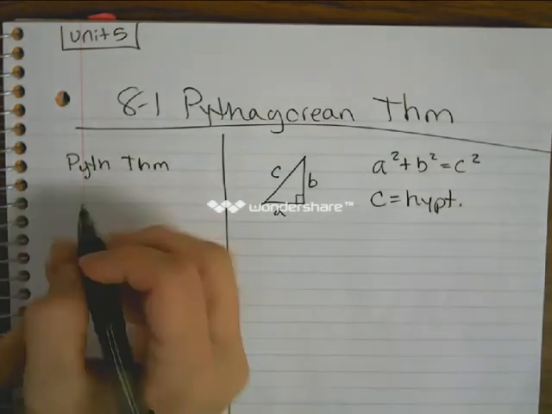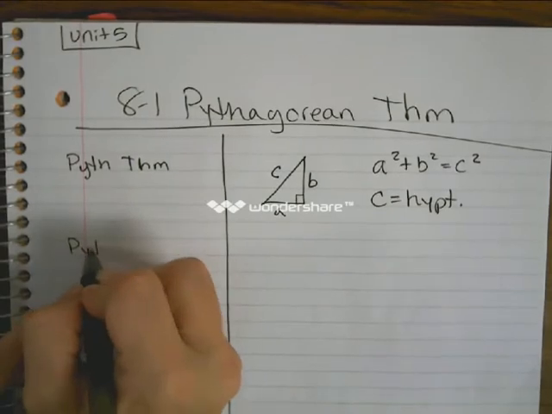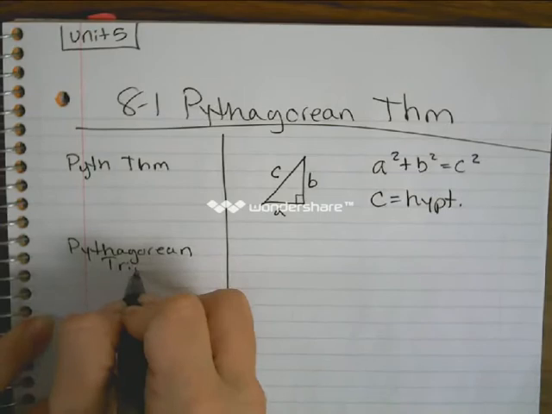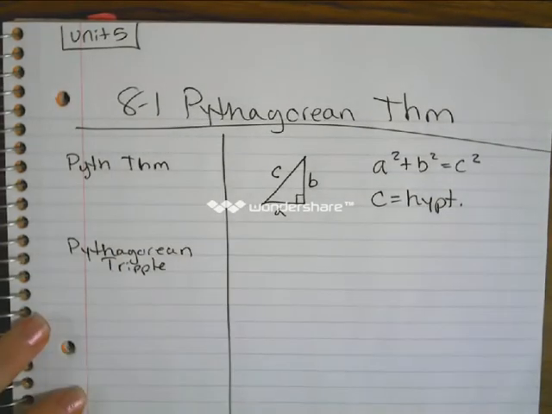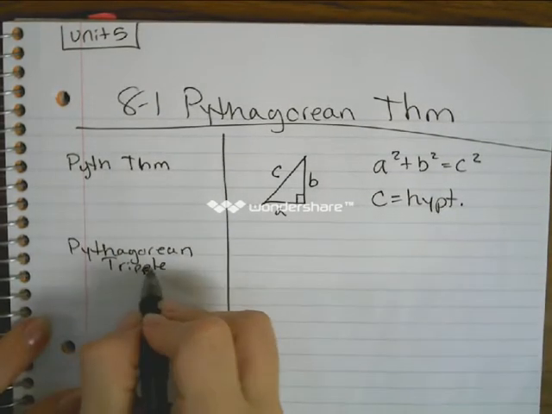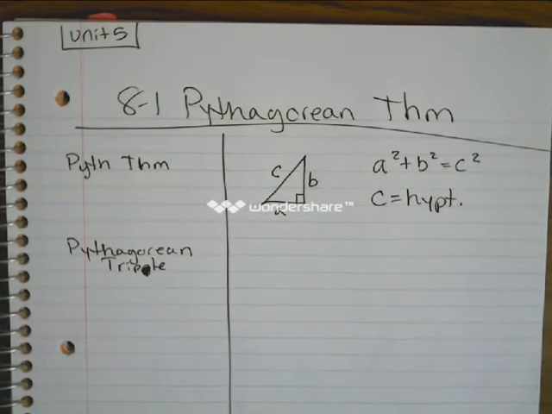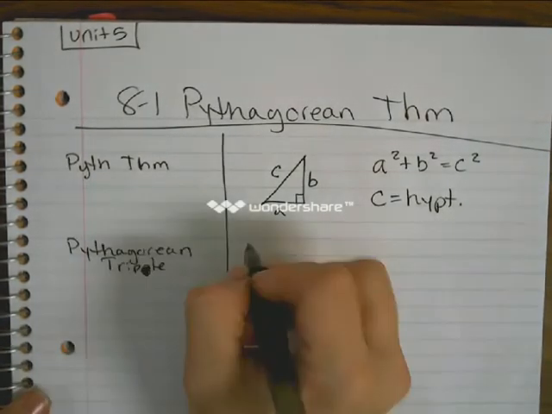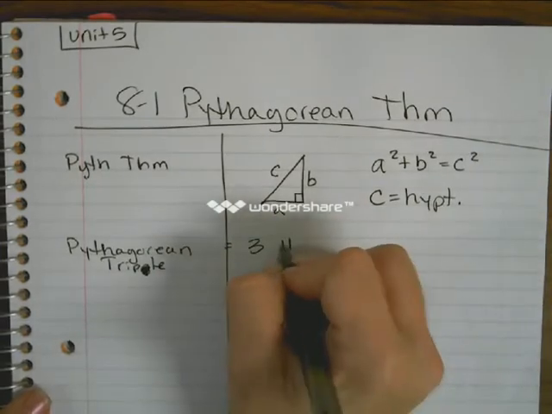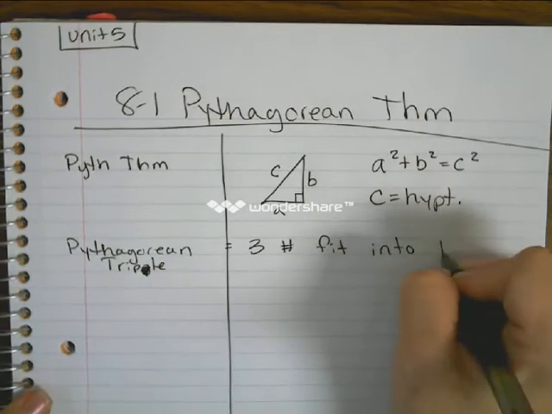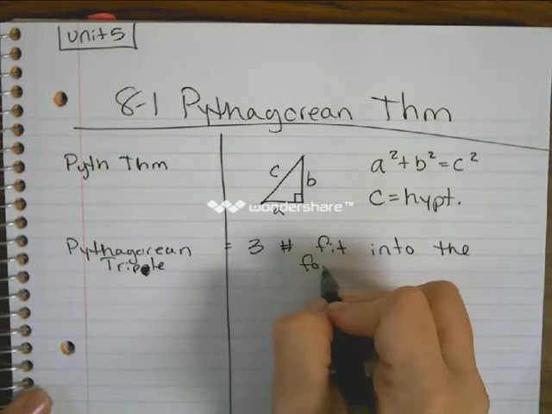Okay, a couple of terminology. Pythagorean triple. If I ask you, is this a Pythagorean triple? All that means is that the three numbers fit into the formula.